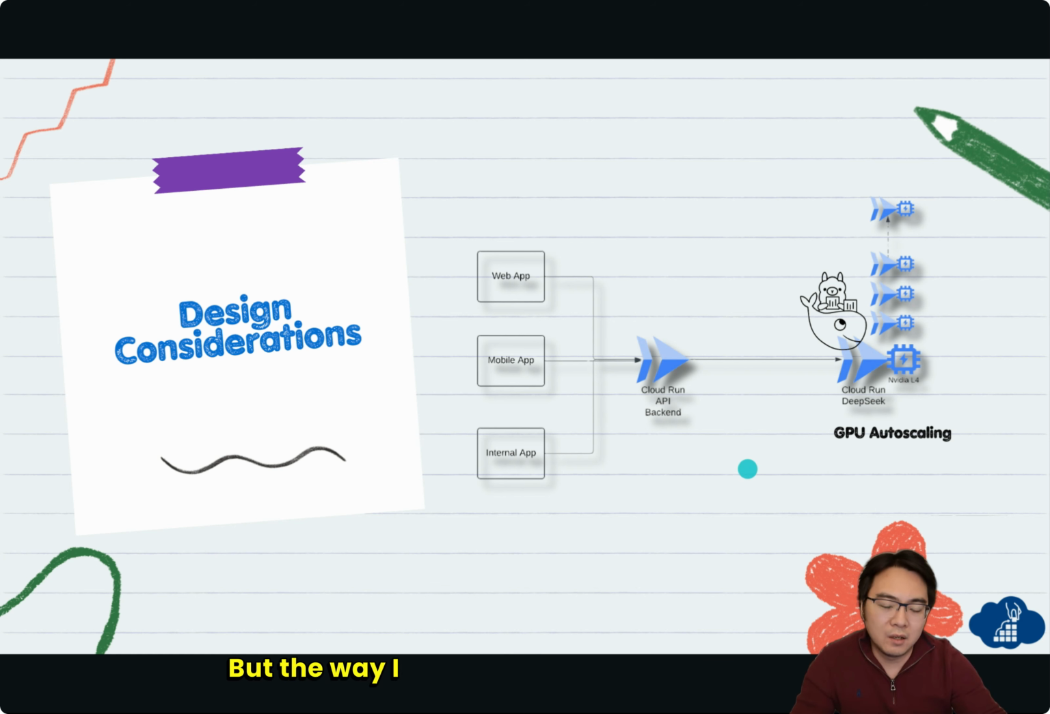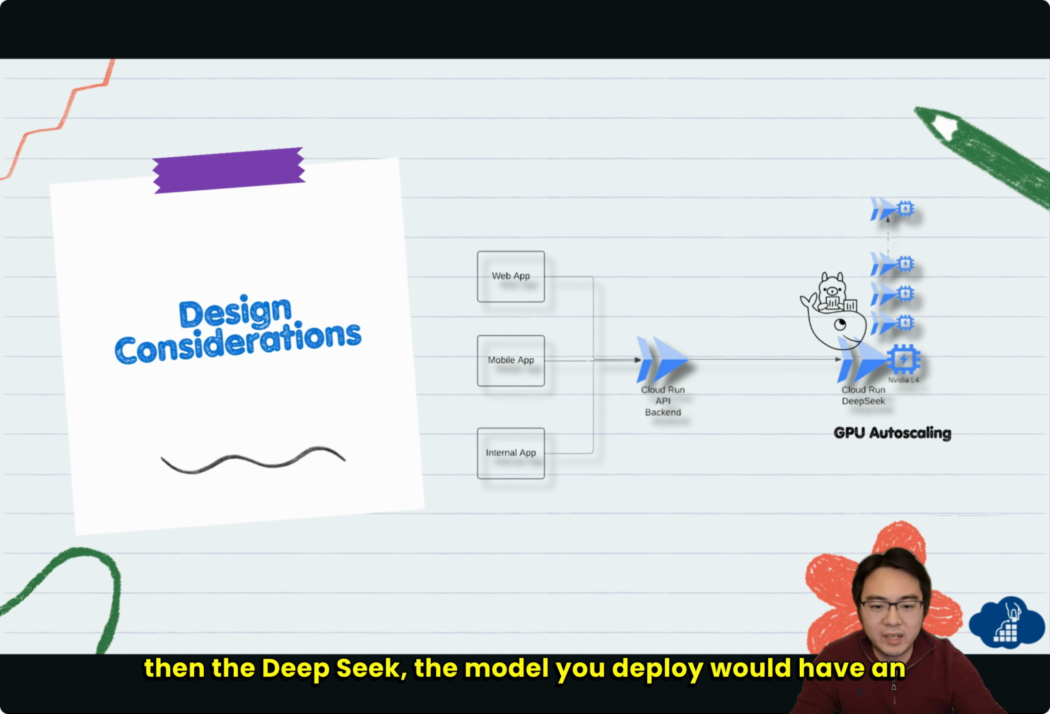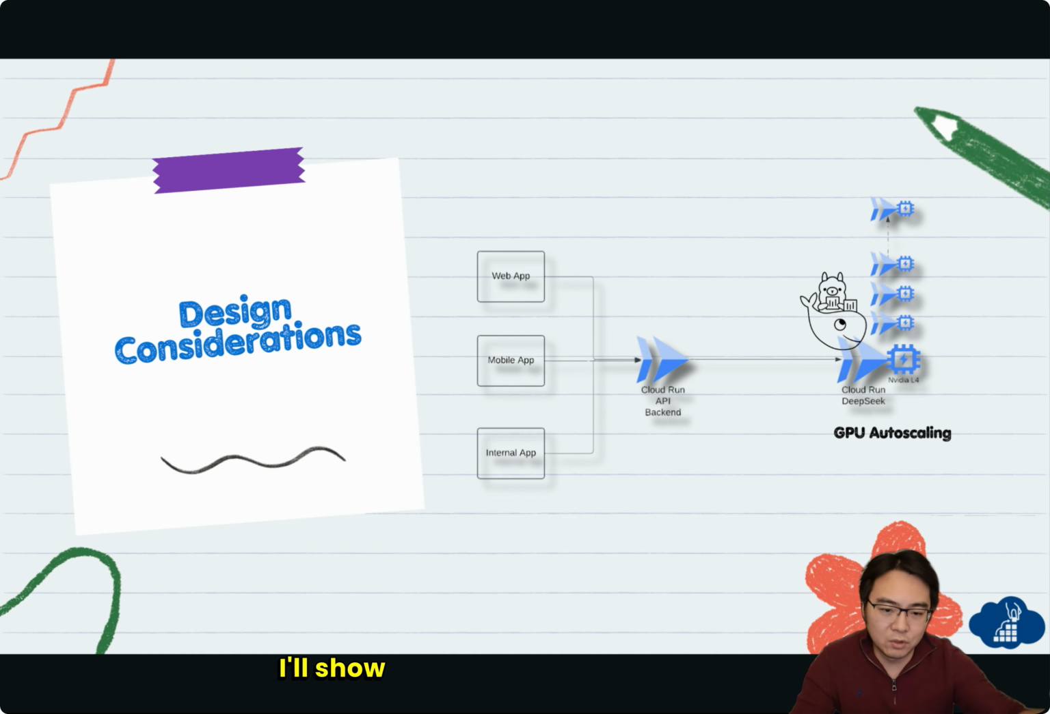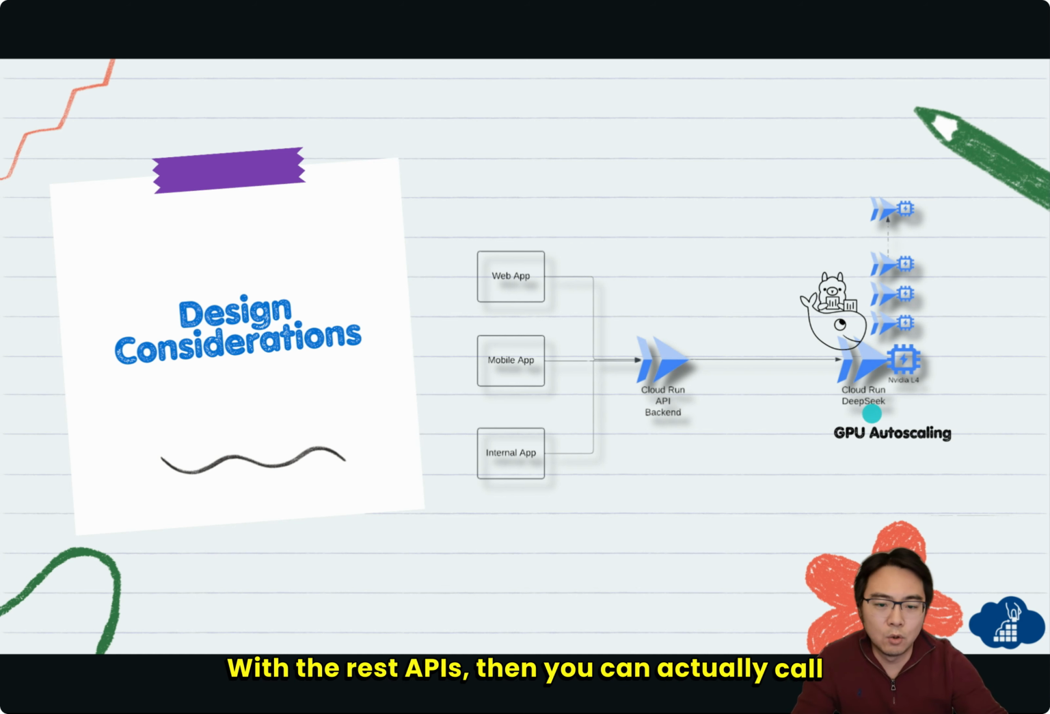But the way I want to design this specifically in this case is you don't really want to mix up your application and the model itself. So the design here is very clearly putting two Cloud Run instances here, right? So if you have an application backend, keep that separate, and then the DeepSeek model you deploy would have an API that you can call, which you can expose. I'll show you how that actually works through the Ollama Cloud Run interface, right? With the REST APIs, then you can actually call that through the Cloud Run to Cloud Run integration.